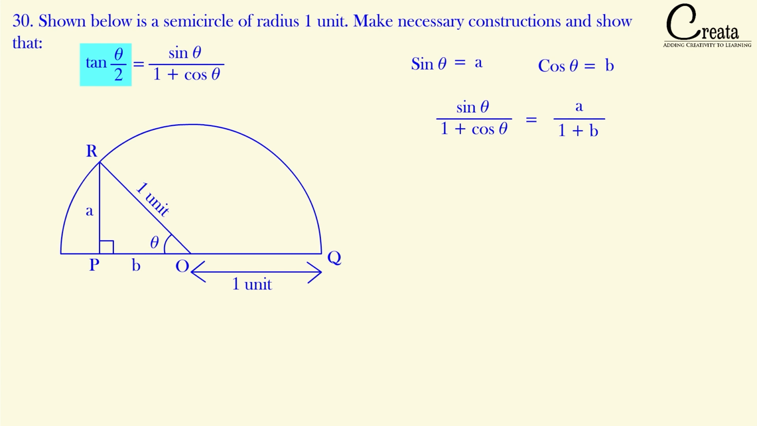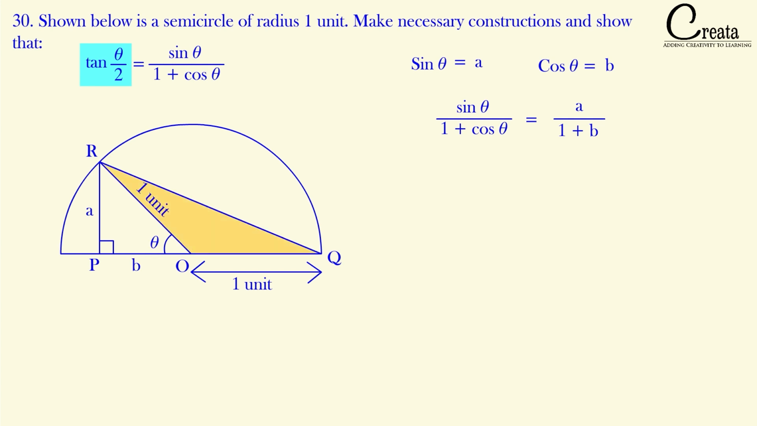Once you got the angle as theta by 2, we can simply apply the trigonometric ratio formula of tan theta by 2 around that angle and we will get the answer. Let's see. Firstly, let's identify the angle theta by 2. For that, let's join RQ.